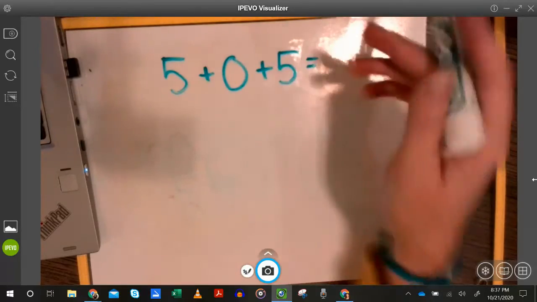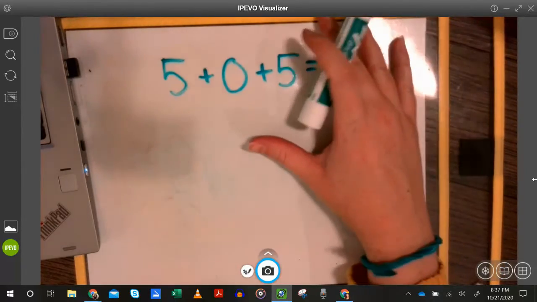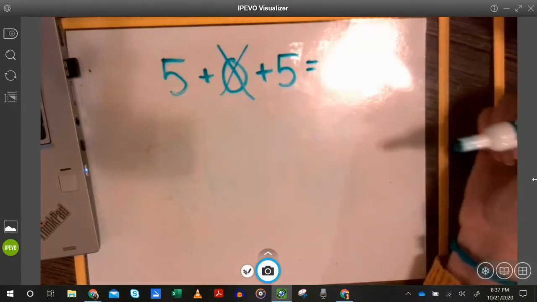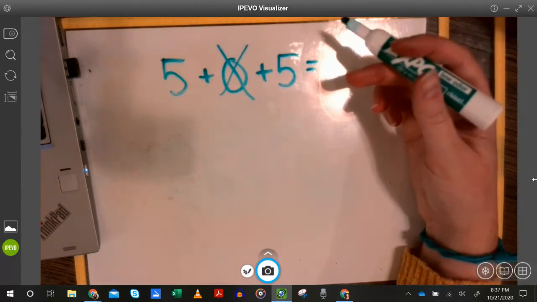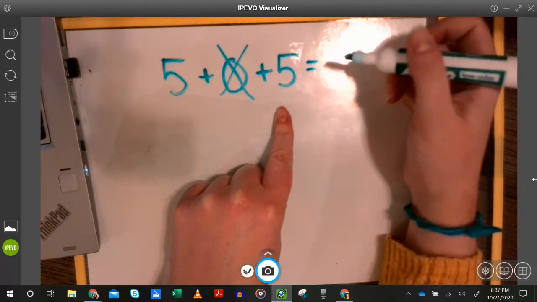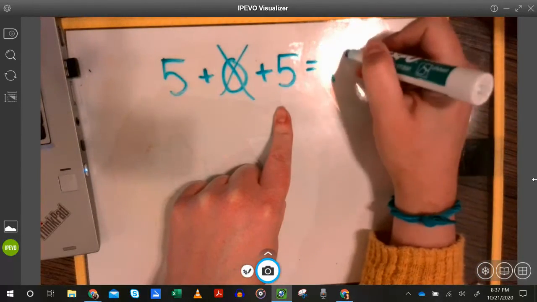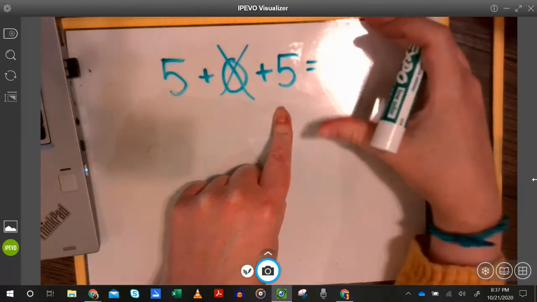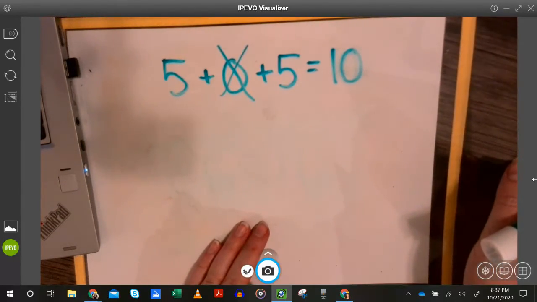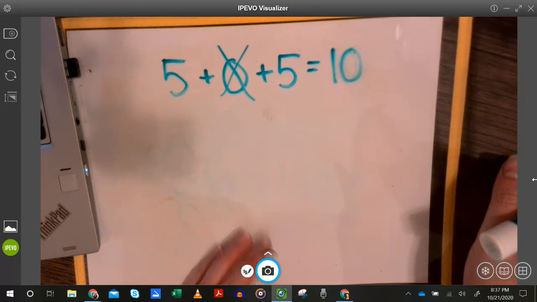So right away, if we have a zero as one of our addends, we know we don't need to worry about it. We can almost just pretend it's not even there. Okay, so really we're just adding 5 plus 5. And what is 5 plus 5? Doubles fact and a way to make a 10. Okay, so there we have it. 5 plus 0 plus 5 is just like a normal 5 plus 5. It's just going to make a 10.